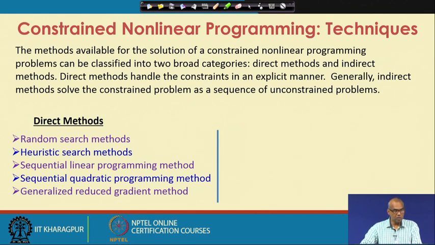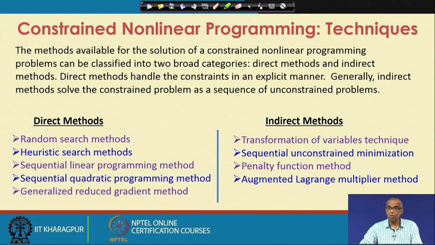Some examples of direct methods are random search methods, heuristic search methods, sequential linear programming methods, sequential quadratic programming method or successive quadratic programming method, generalized reduced gradient method. Some of the indirect methods are transformation of variable techniques, sequential unconstrained minimization, penalty function method, augmented Lagrange multiplier method. So, we will briefly talk about some of these methods in this week.